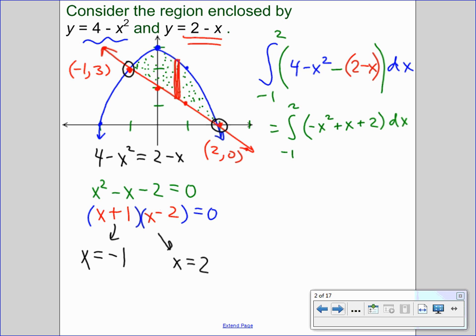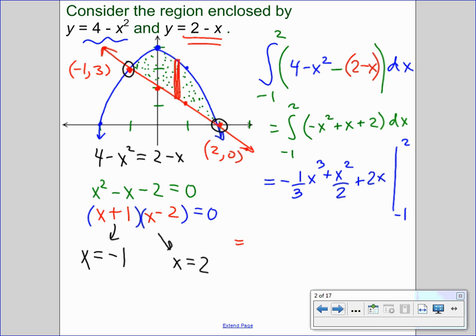And now we can evaluate this by hand by finding an antiderivative for my integrand function. So we'll do negative 1/3 x cubed plus x squared over 2 plus 2x. We don't need the plus C if we're evaluating a definite integral, so long as we include our limits here, negative 1 and 2.